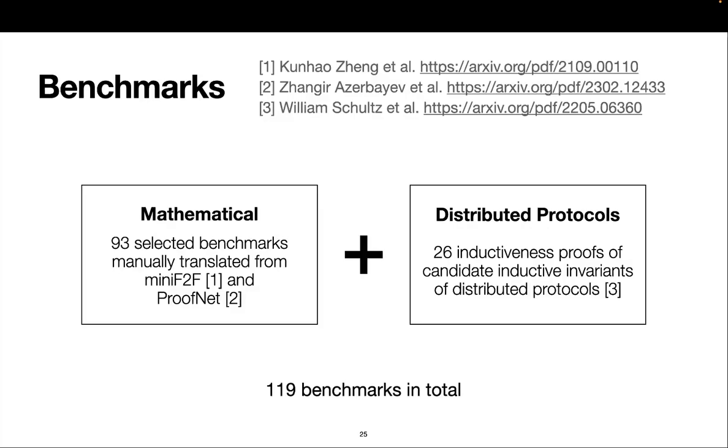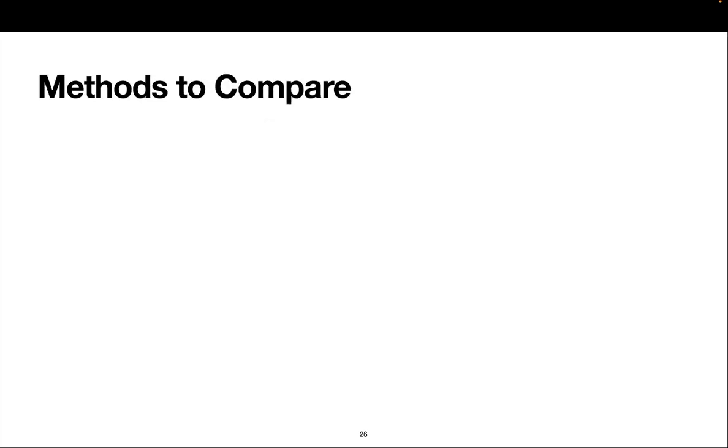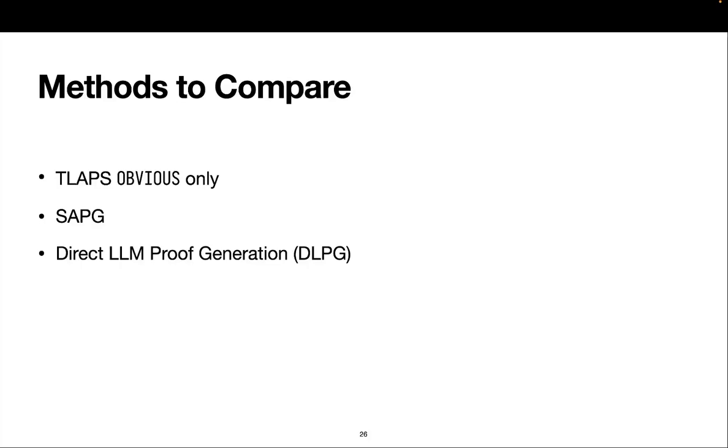With these benchmarks in place, let me describe what methods we compared against. We compared four methods. First, we just used OBVIOUS for every proof obligation in the benchmarks. Second is the SAPG, which is the symbolic tool that analyzes the syntax tree and constructs the proof without using any LLMs. And the third one is the DLPG, direct LLM-based proof generation.